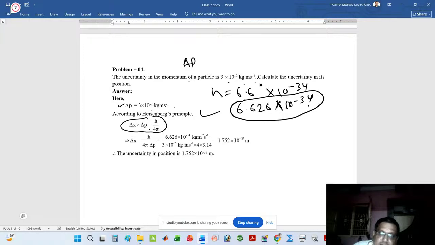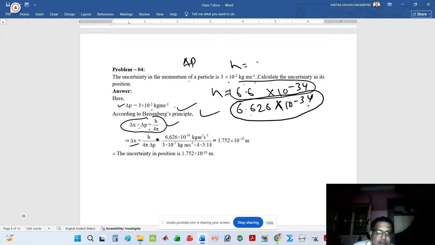But in some problems, this value is given. So if the value is given, that is 6.6, then it is compulsory to put that value. If the value is not given, then you can put the general value, that is 6.626 into 10 to the minus 34. Here no h value is given, so automatically I have written 6.626 into 10 to the minus 34. So according to the Heisenberg uncertainty principle, del x into del p is equal to h by 4 pi.